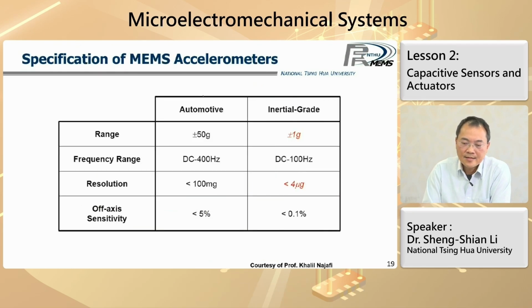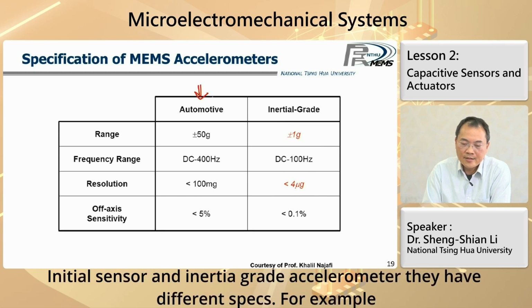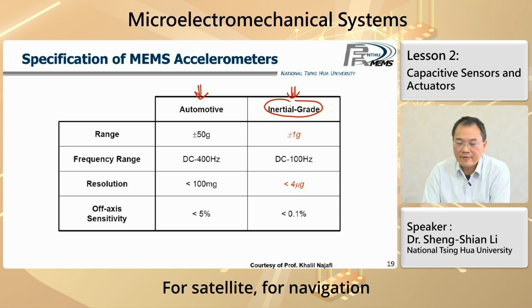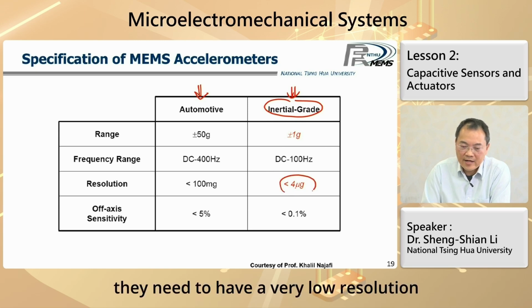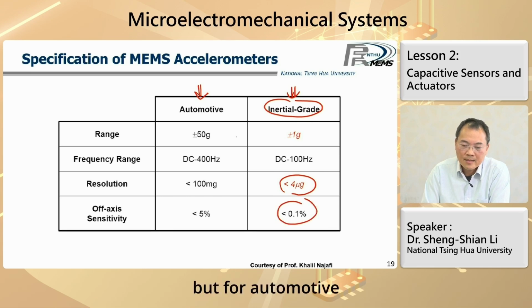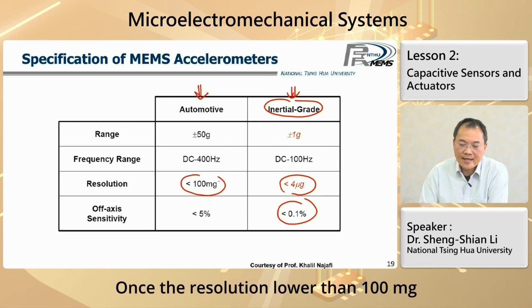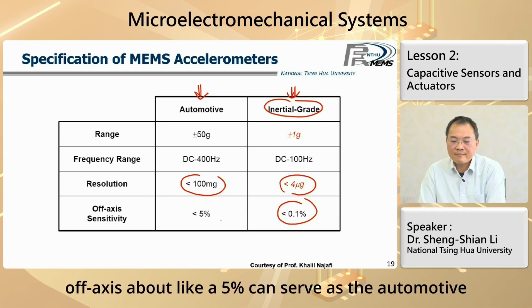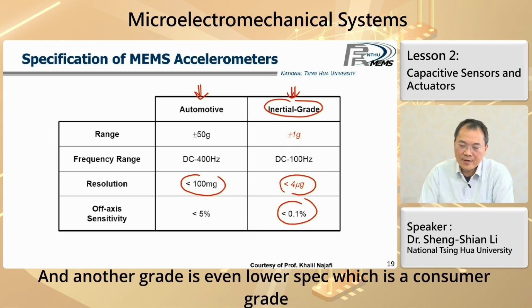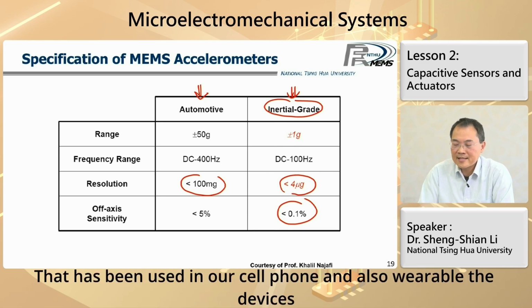So they have different specs. One example: automotive grade inertial sensors and inertial grade accelerometers have different specs. For example, inertial grade for satellite and navigation needs very low resolution and also very low off-axis sensitivity. But for automotive, it's medium. With resolution lower than 100 milli-G and off-axis of about 5%, it can serve as automotive. And another grade is an even lower spec, which is the consumer grade. That has been used in our cell phones and also wearable devices.